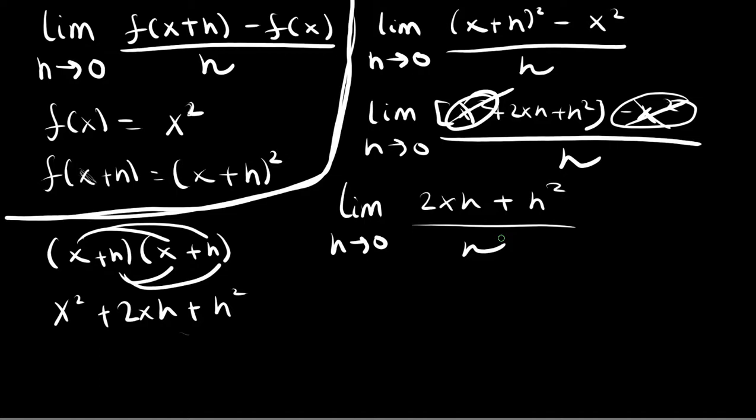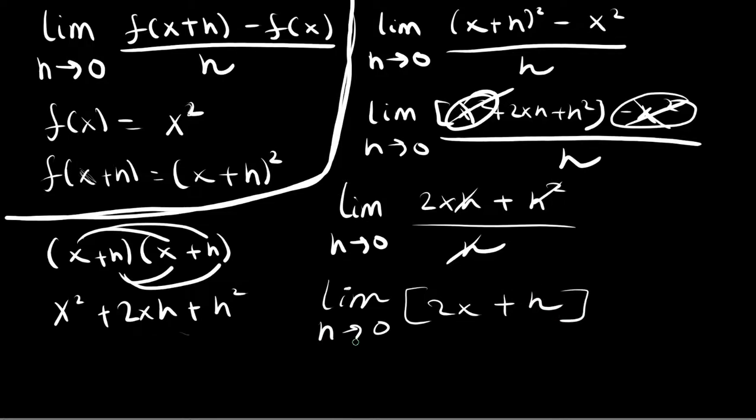Now, from here, this should be pretty simple. This is just basic algebra, right? So we can just cancel an h everywhere. So it's just going to be limit as h approaches 0 of 2x plus h. Okay? h approaches 0, so we can just put the 0 in there, so it will be 2x plus 0, and then we would get 2x, my bad.